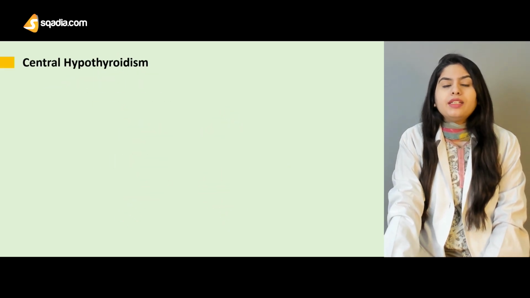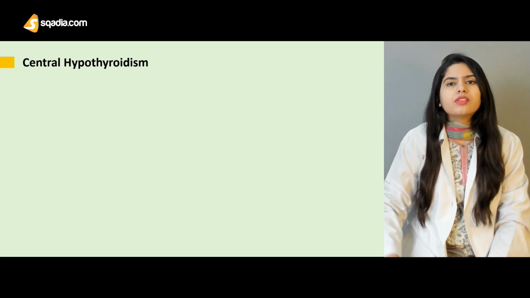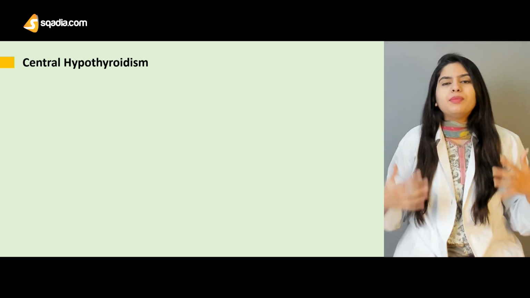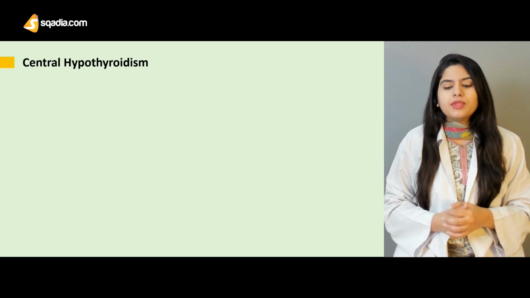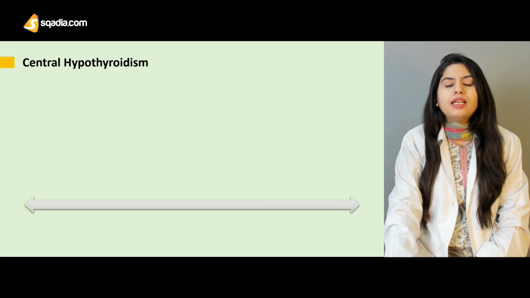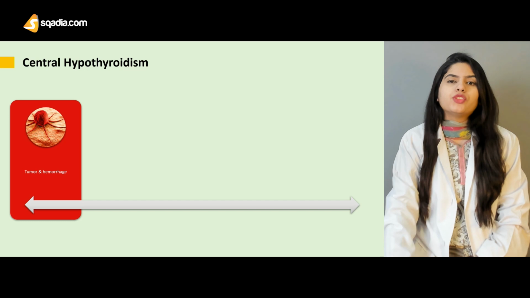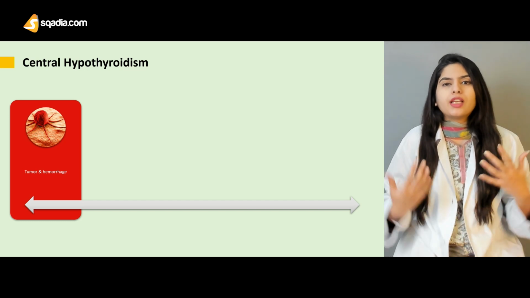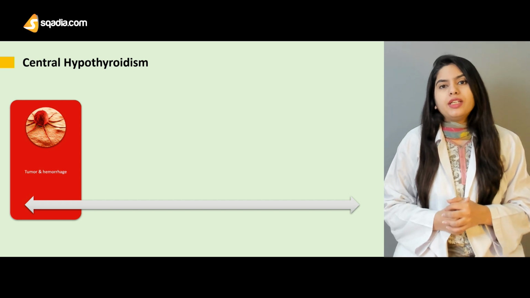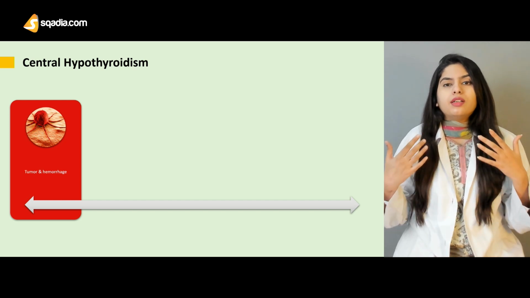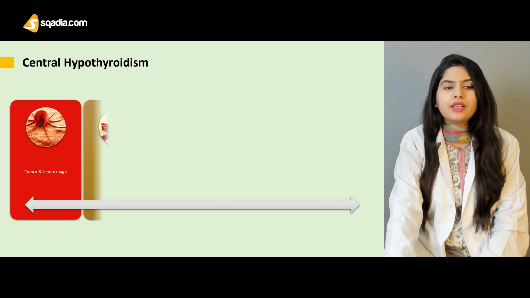Then there is another type known as central hypothyroidism. Now, what is the central part of our body? Central means the brain, the central nervous system. So central hypothyroidism is due to some defects in the brain, like a tumor or hemorrhage. A brain tumor of the hypothalamus, or a brain hemorrhage, can lead to a defect in the production of thyroid hormone and cause hypothyroidism.